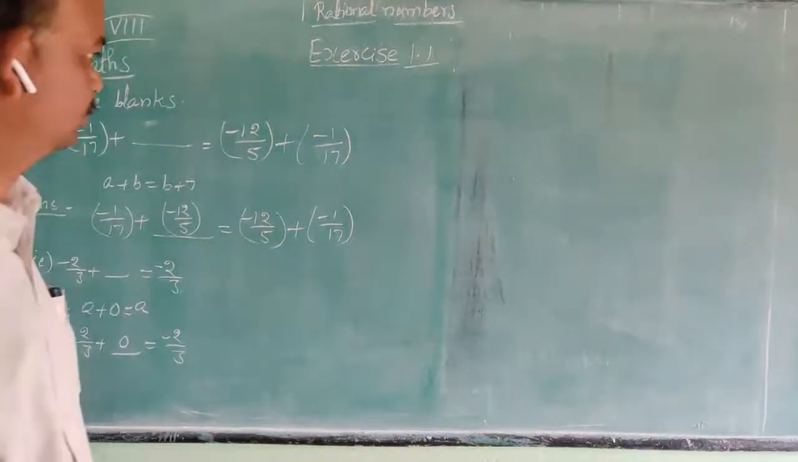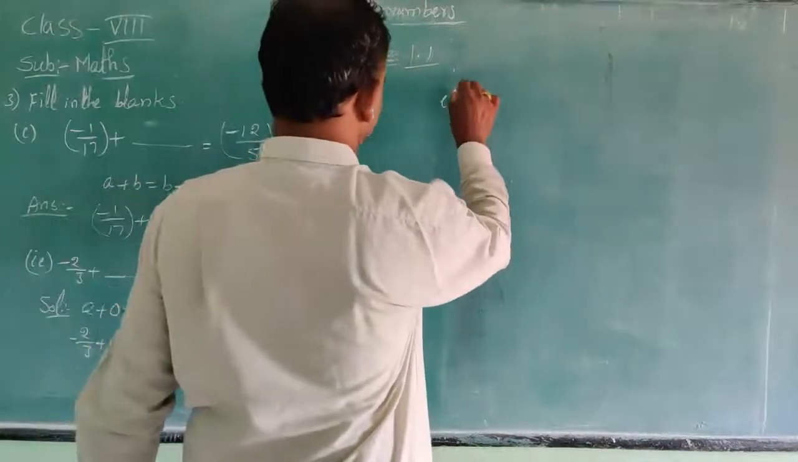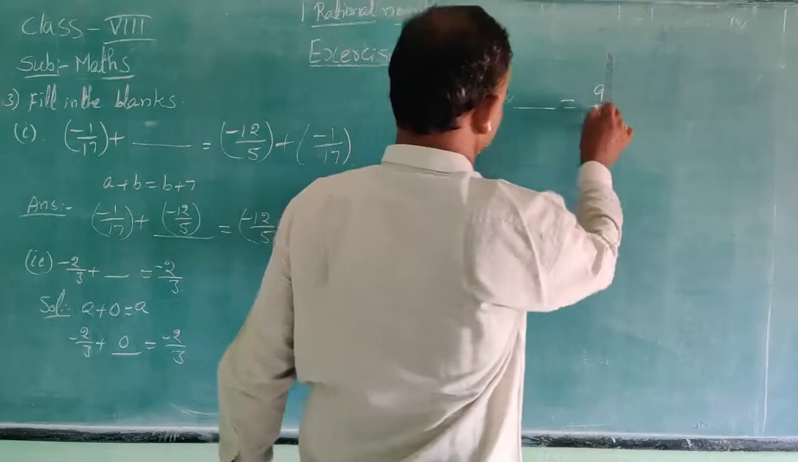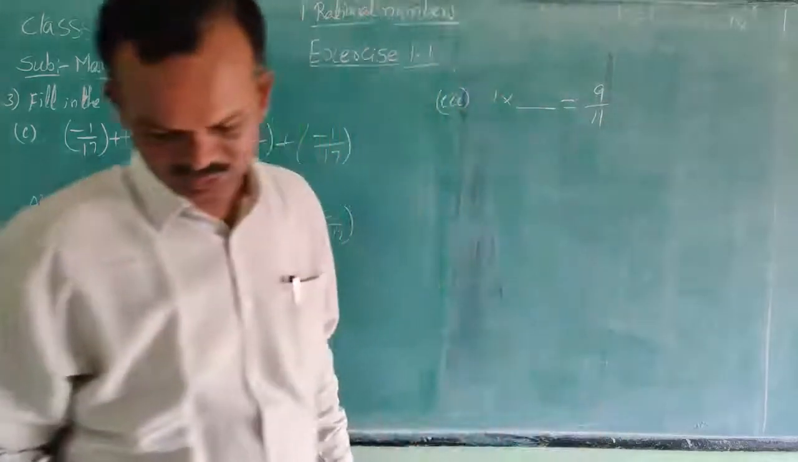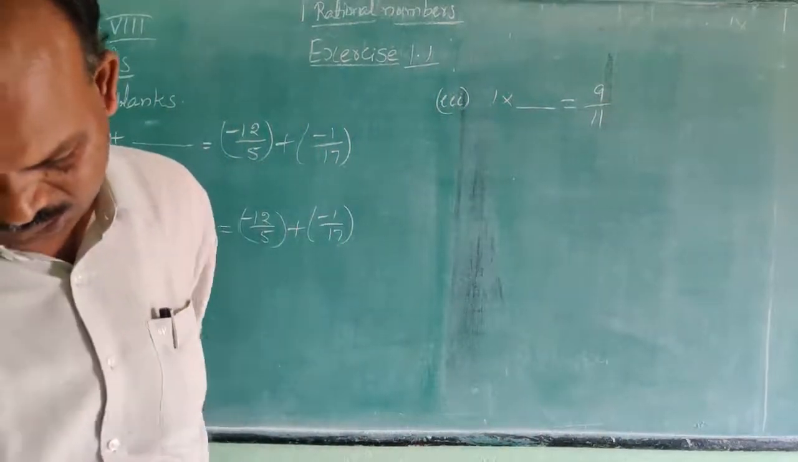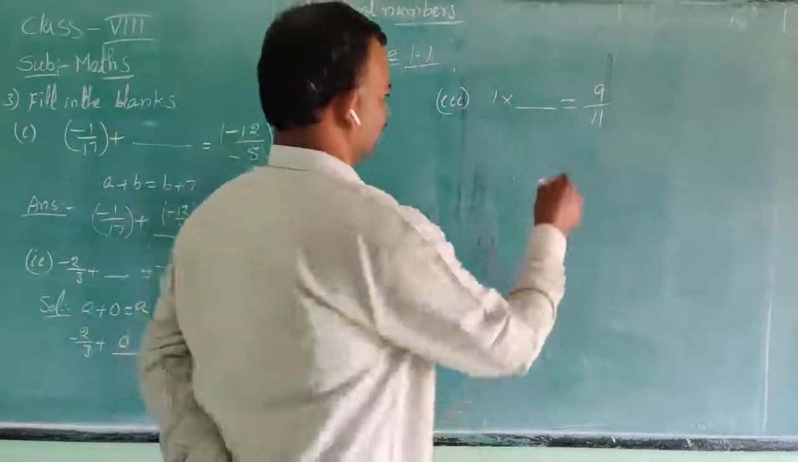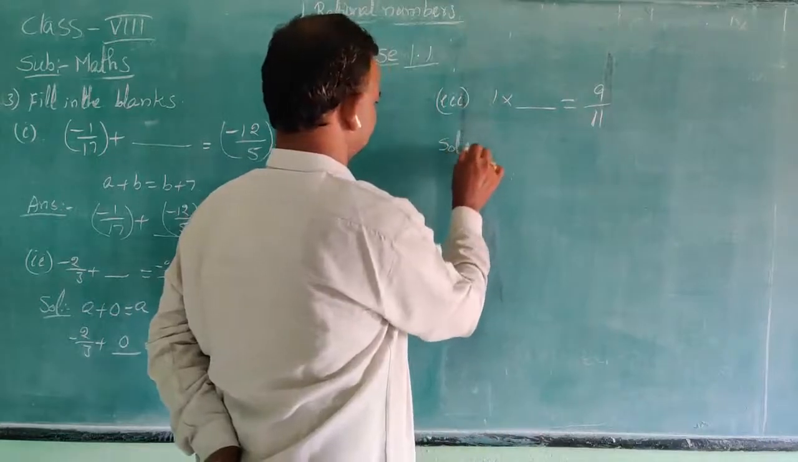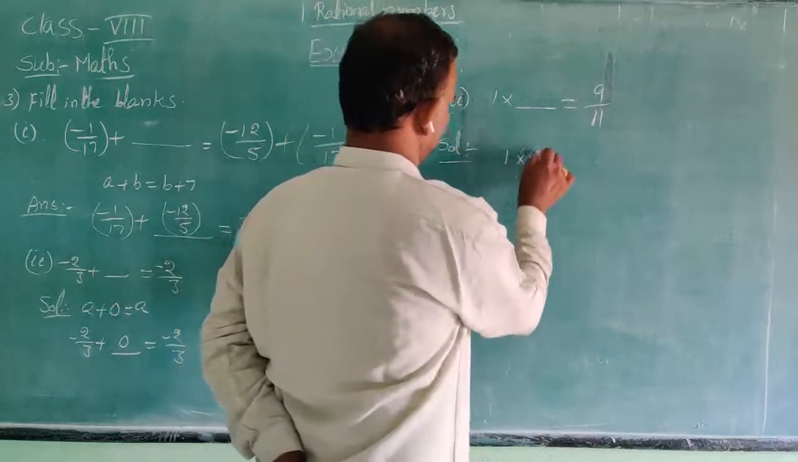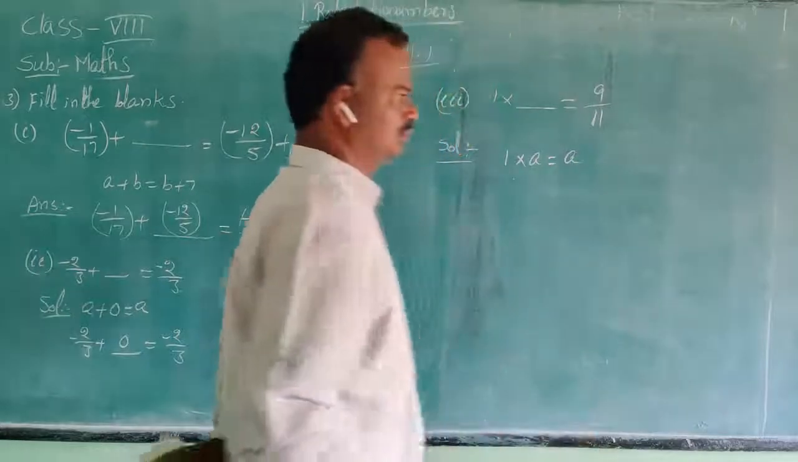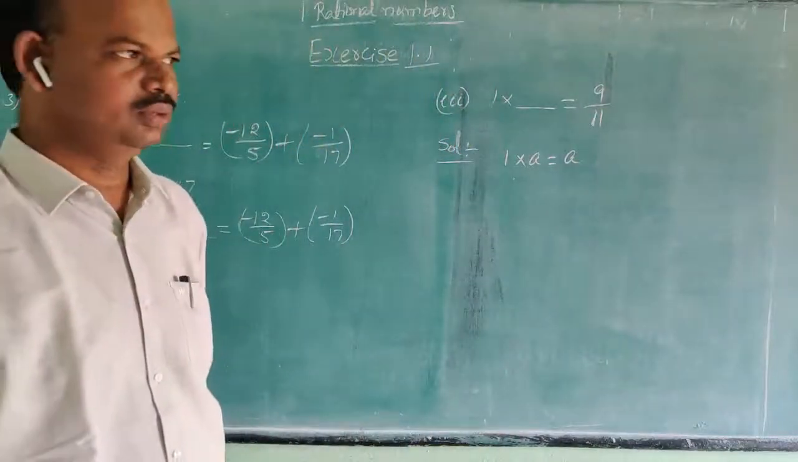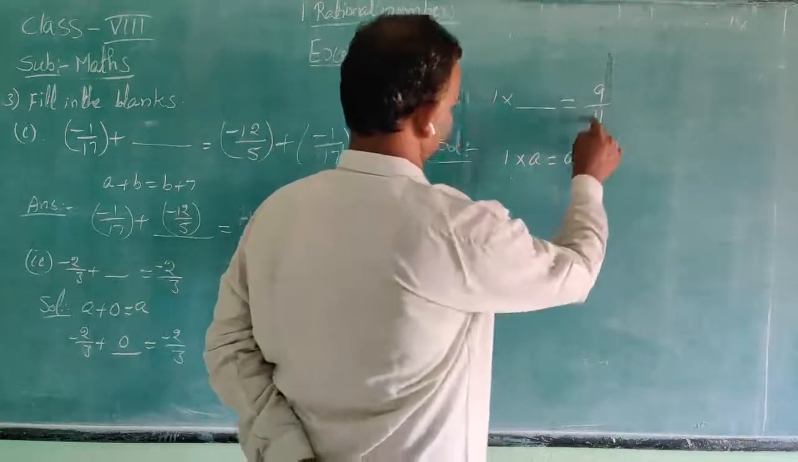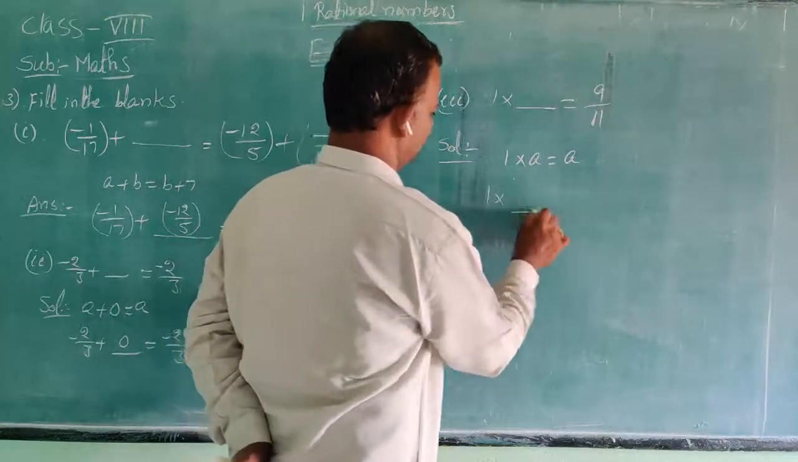Next one, the third one. 1 into dash is equal to 9 by 11. 1 into A is equal to A. So here A is the same value, therefore A is equal to 9 by 11.